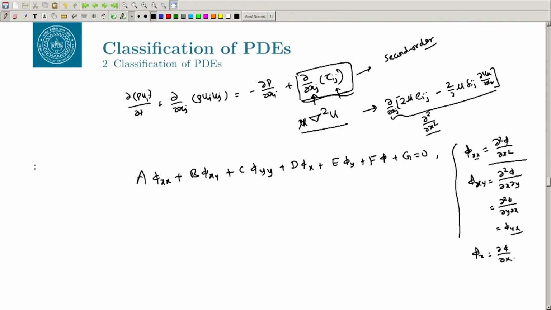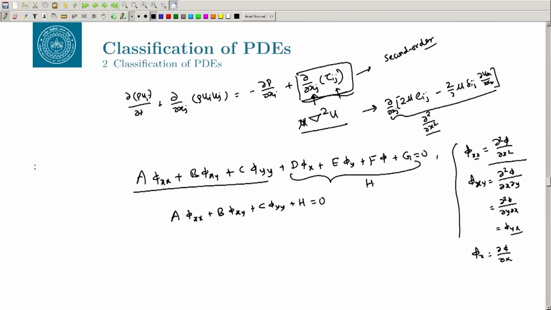Okay. Now, as we have been discussing, whenever we try to look at the character of the equation, we will look at the highest derivative terms, highest order terms, right. So, here the highest derivative terms are basically A phi_xx plus B phi_xy plus C phi_yy, right. So, we will club all those things together, okay, and we will focus on the highest derivative terms. Okay. So, this will become A phi_xx plus B phi_xy plus C phi_yy and plus let us say call it H equal to 0, this entire term is equal to H, right.